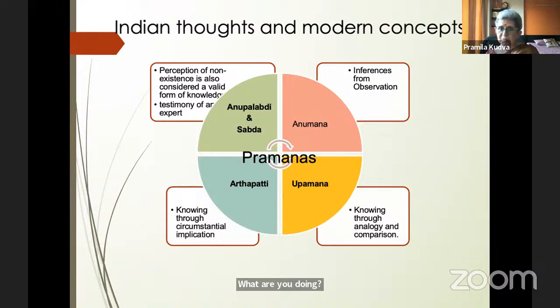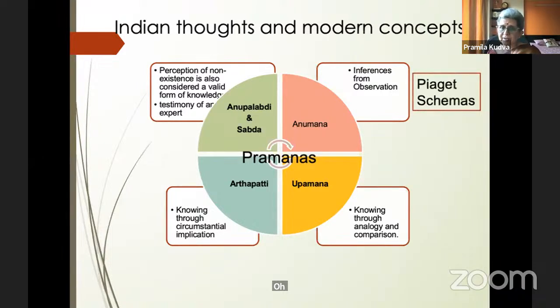How is this relevant to modern pedagogy? Let's have a look. A child looks at a zebra and says horse. And according to Piaget, this is a schema.